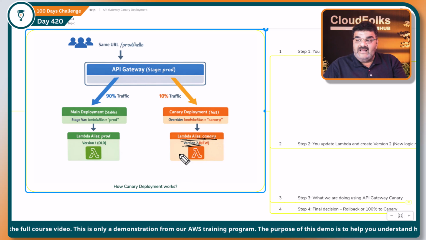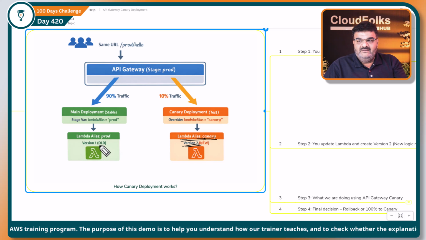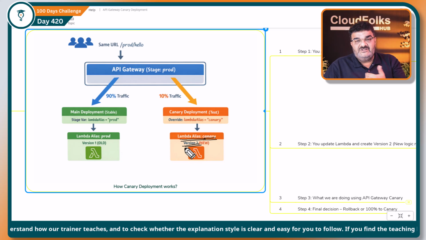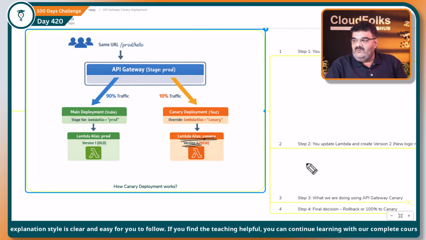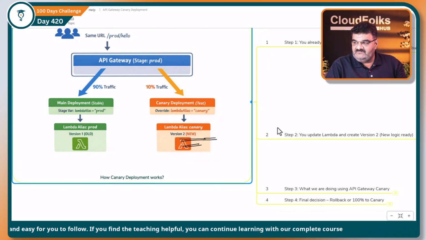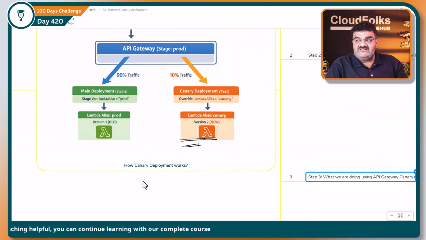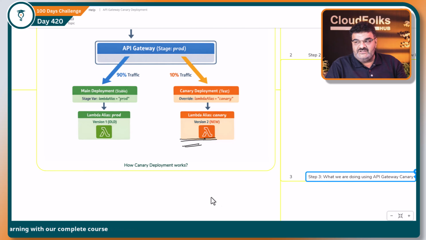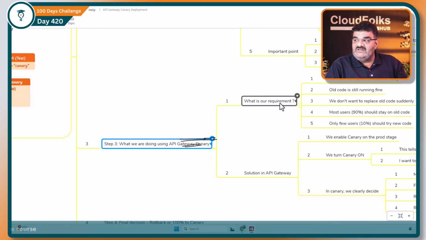Okay. Now, I have 2 versions of my Lambda. One, version 1, old, stable. This is version 2, new, and I want to test it. Now, the question is, I don't want to transfer my 100% traffic to this new function. I want to test this. Okay. So, what is our requirement?